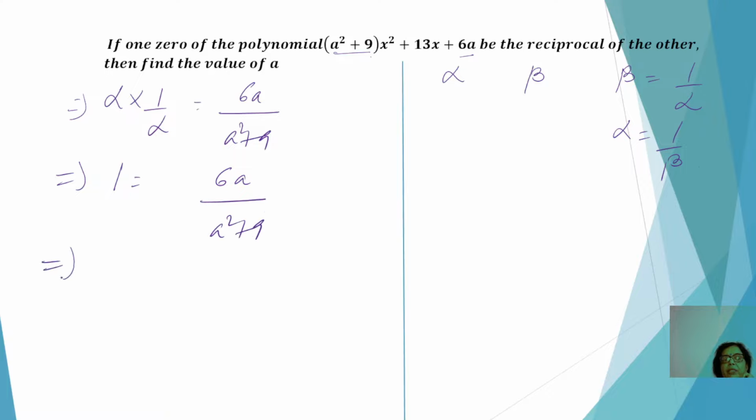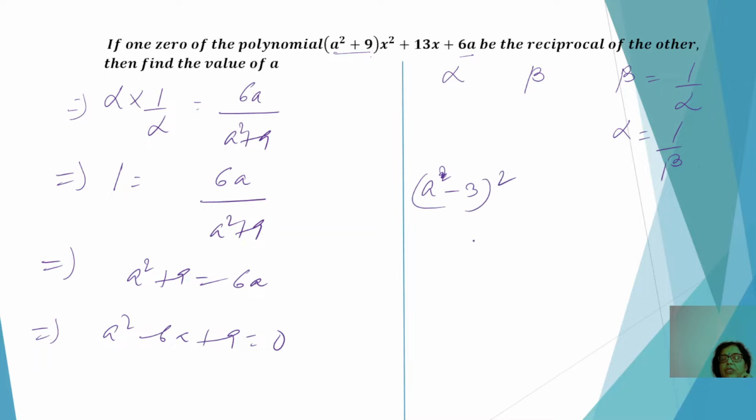And if you cross multiply this, you get a squared plus 9 is equal to 6a, which can be written as a squared minus 6a plus 9 is equal to 0. Instead of factorizing it, we can straight away write it as (a minus 3) the whole squared. It's a perfect square. So we get both values of a as 3. Even if you factorize it, you will get the same values of a.